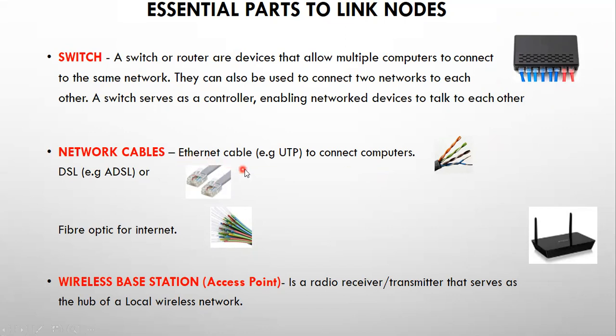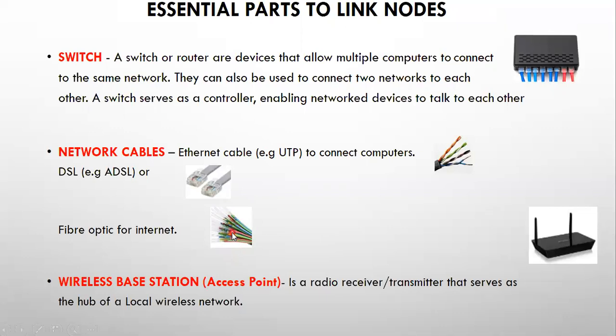Network cables, we have the UTP. The Ethernet cable example is UTP. That's your unshielded twisted pair cables. Then we have your ADSL. We also have fiber optic cables, which are made up of glass fibers.